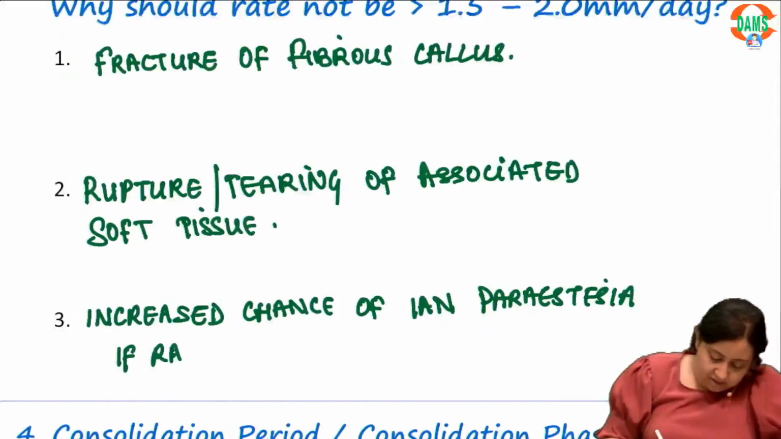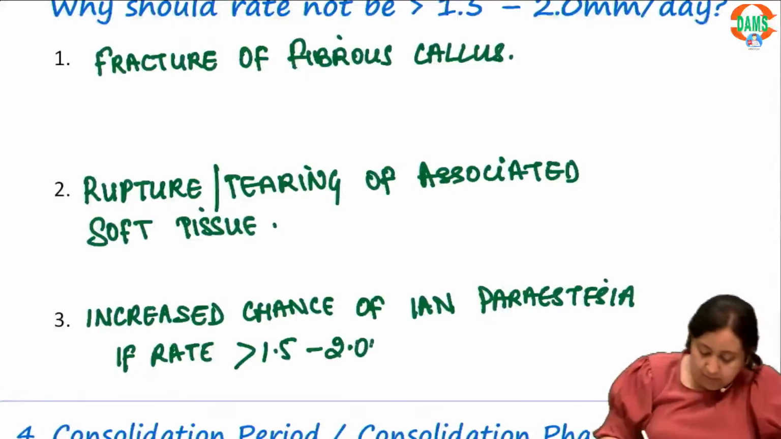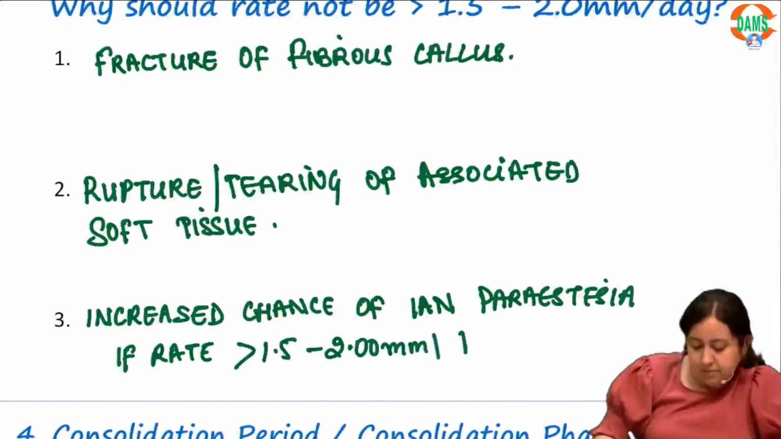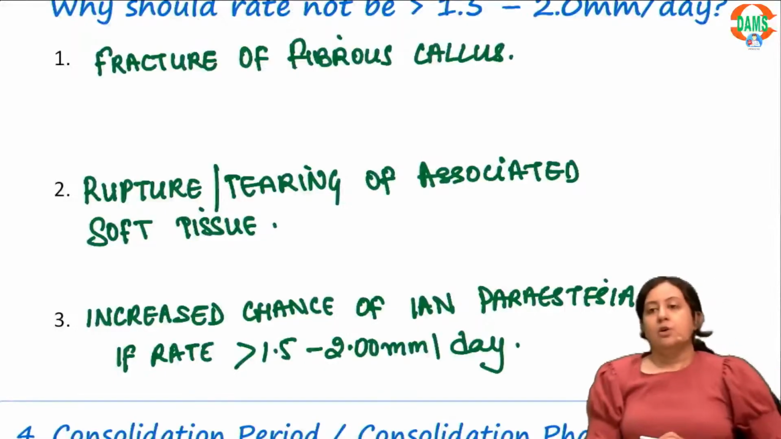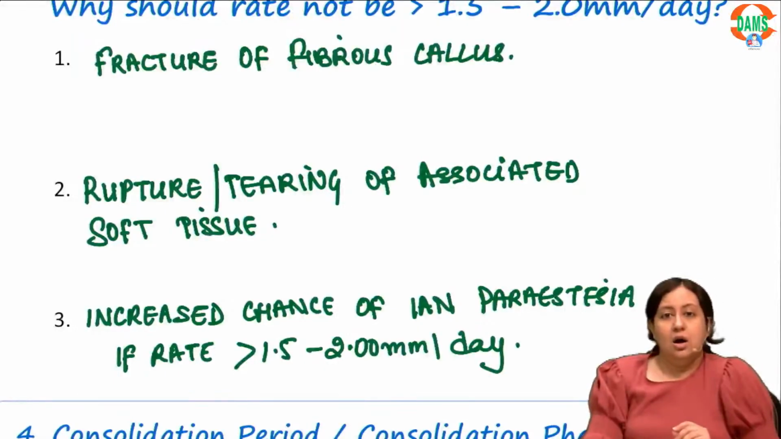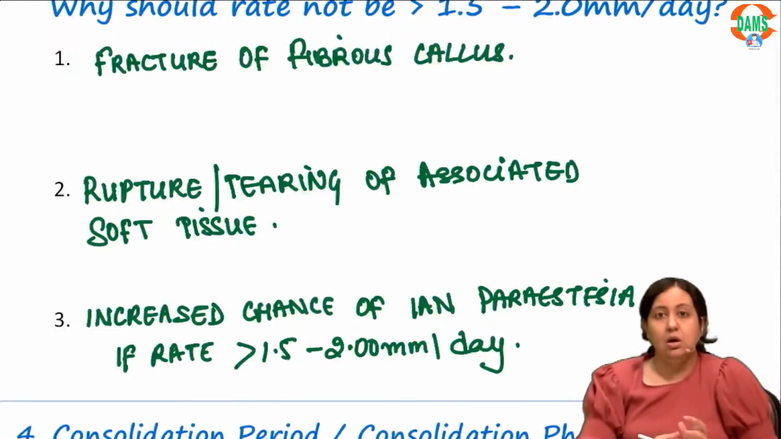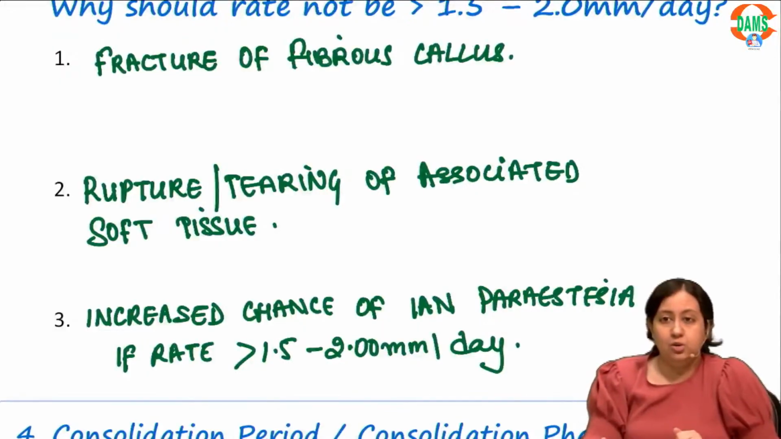If the rate is more than 1.5 to 2 mm per day, all of these are factors which will be problematic to the patient. That's why the rate of the distraction is critical and it is always kept in check.